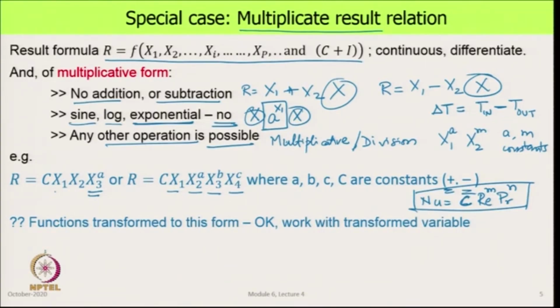So, for example, if the heat transfer rate is equal to h, the heat transfer coefficient, times area, times T1 minus T2, this relation by itself will not qualify as a multiplicative relation. But if I call T1 minus T2 as delta T, this relation becomes h A delta T, where delta T is a parameter now, then this is a completely multiplicative relation. We can do what we are about to see, we can apply that to this one.